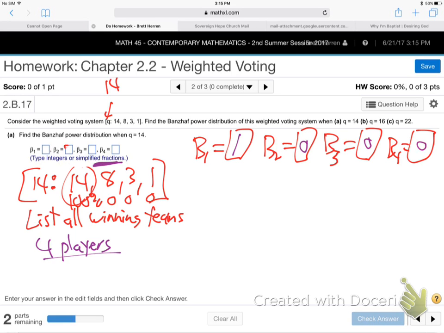They want decimals or fractions, not percentages. So the fraction is 1. It's 1 over 1. It's 100% of the power. They want fractions, not percentages or decimals. There we go. So that would be the answer for that one, right?